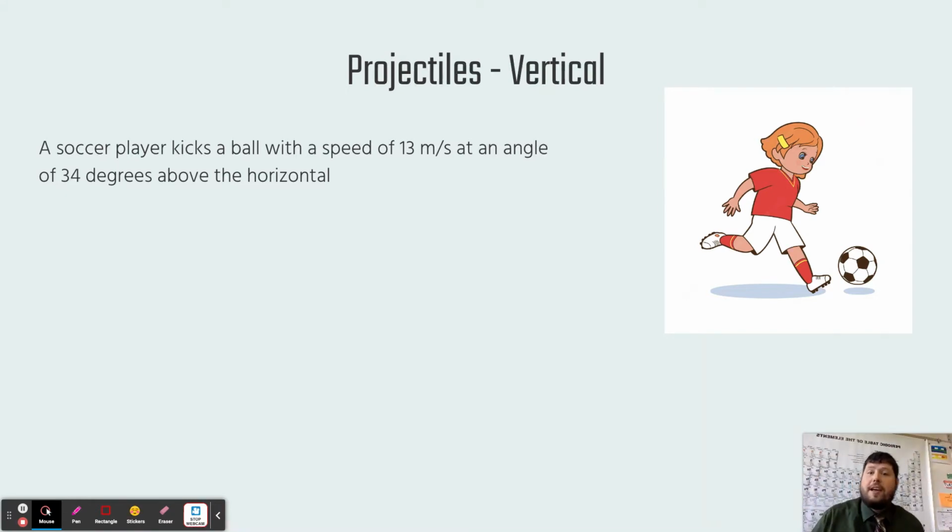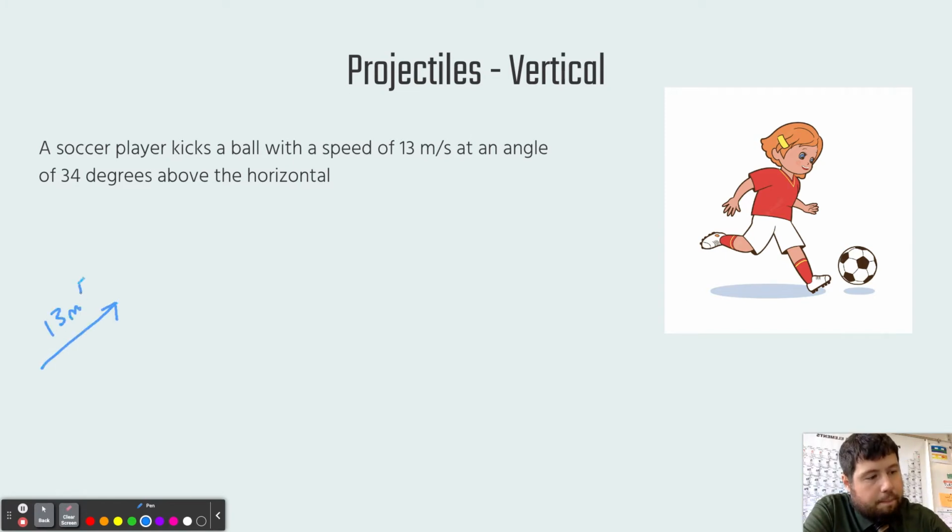A soccer player here kicks a ball with a speed of 13 meters per second at an angle of 34 degrees above the horizontal. There's, again, many questions we can ask. But first, let's make a little diagram of my scenario, because I now need to deal with the fact that my initial velocity is a vector. It is moving 13 meters per second at an angle of 34 degrees above the x direction.